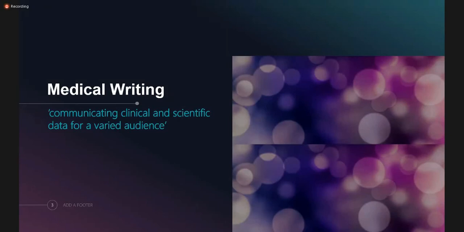So the definition: communicating clinical and scientific data for a varied audience. That varied audience includes many people. That may include your professor, your peers, your colleagues, medical students, your faculty and staff. Maybe it includes the nursing staff, the allied healthcare staff, maybe the engineers who have some interest in the clinical profession or biomedical thing, or biomedical engineers especially.